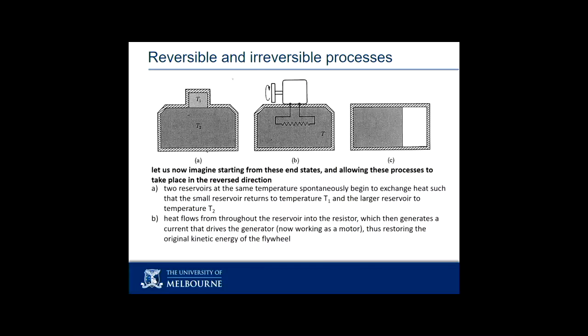And so the thought experiment is imagining it going the other way, imagining the 2 heat sources going back to temperature 1 and temperature 2, imagining the heat going into the resistor, powering the generator like a motor and spinning the flywheel, or imagining the gases spontaneously unmixing to leave a vacuum and a gas, which is my coffee example. And all of our instincts scream against this. That can't happen, that can't happen, that can't happen. Okay?